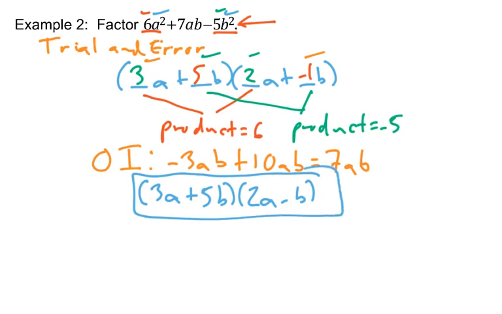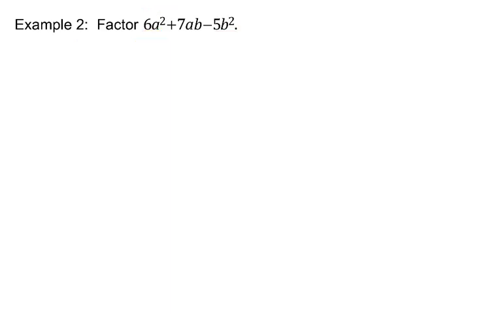Let's suppose that rather than the trial and error method, you prefer the AC method. So let's work it again in case you did it that way. I'm going to clear out all my ink here and start all over and talk about the AC method. The A and the C refer to the first and last coefficients of your trinomial, and you multiply those together. So 6 times -5 equals -30.